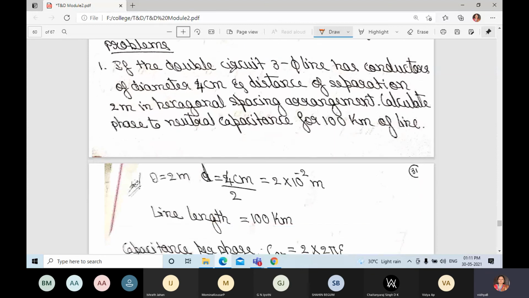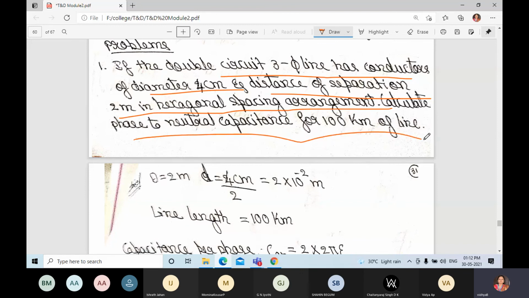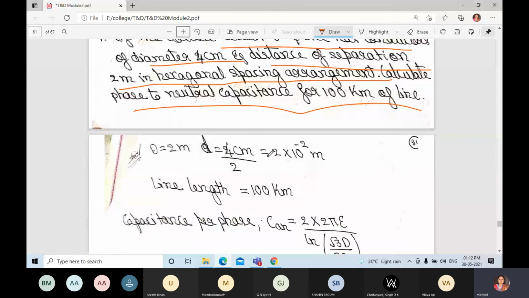Problem: if the double circuit 3-phase line has conductors of diameter 4 cm and distance of separation is 2 meter in hexagonal spacing arrangement, calculate the phase to neutral capacitance for 100 kilometer of line. Capital D is equal to 2 meter, and small d is equal to 4 centimeter. We want the radius, so divide by 2: 2 into 10 to the power of minus 2 meter, that is the radius value.